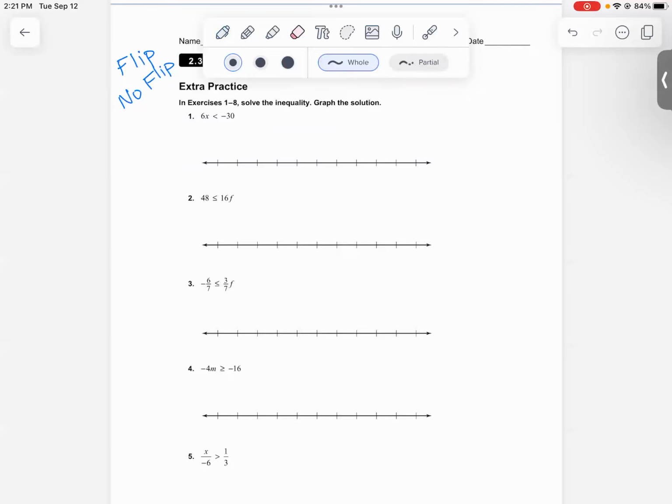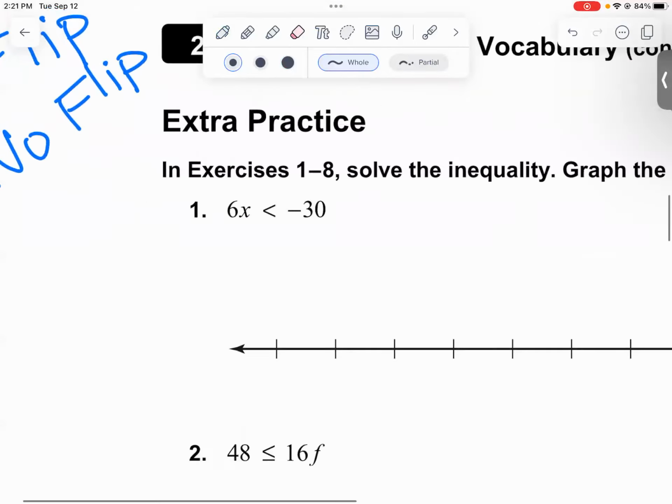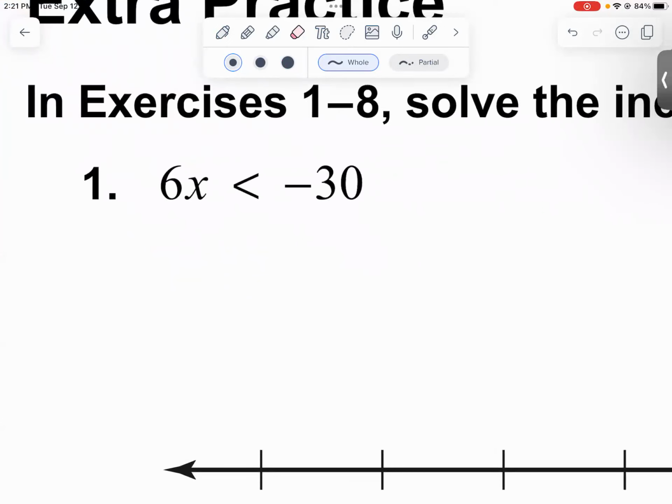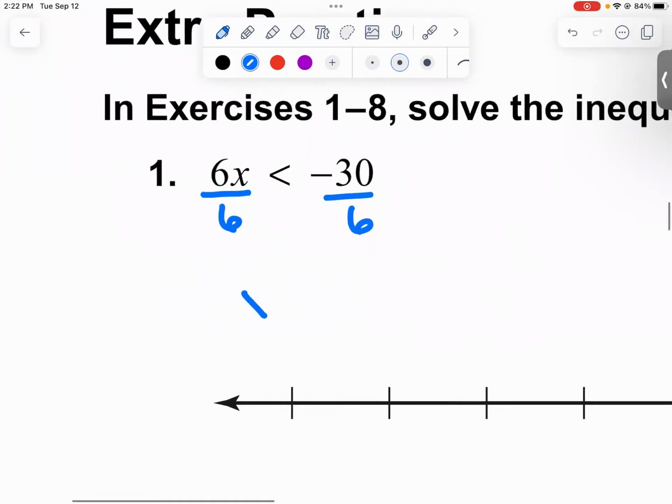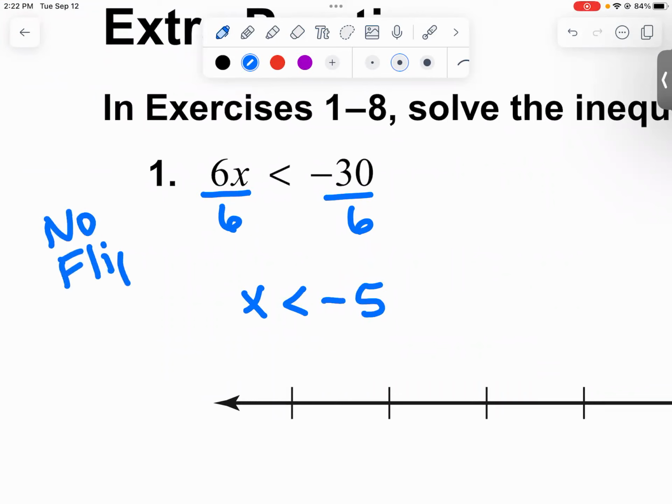All right, Connor. And number 1, are we gonna flip or not flip? We would be dividing, and I want you to do this with me. We would divide by 6. That is a positive number. So we are not flipping the inequality sign. We're going to skip out on the graphing for today's notes.